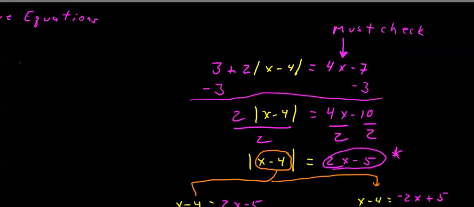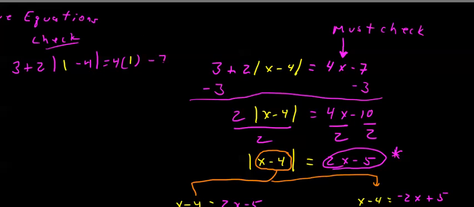So our equation is 3 plus 2 times absolute value of x minus 4 equals 4x minus 7. What were our answers? 1 and 3. So x is 1, I replace it: 3 plus 2 times absolute value of 1 minus 4 equals 4 times 1 minus 7. So, on the left side, 3 plus 2 times the absolute value of negative 3.